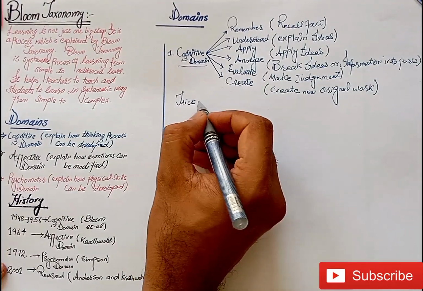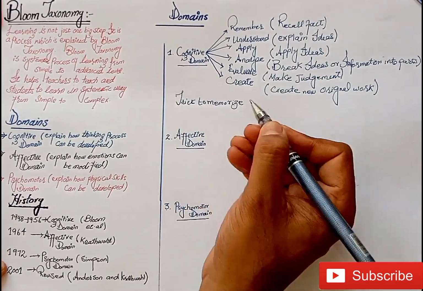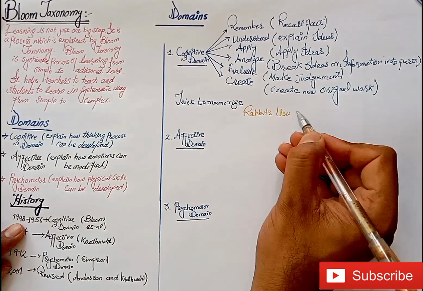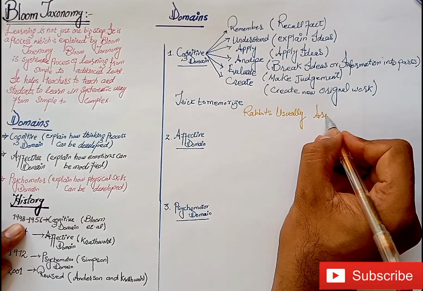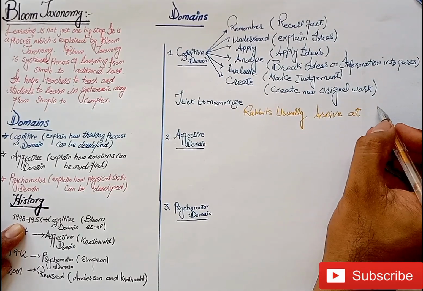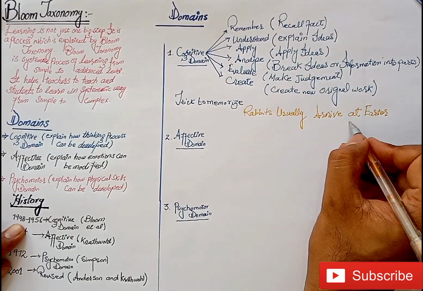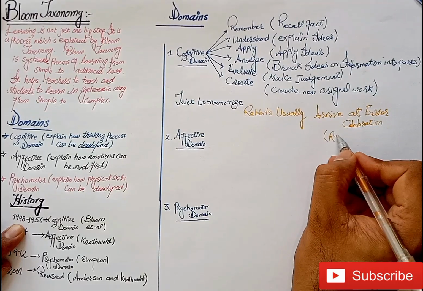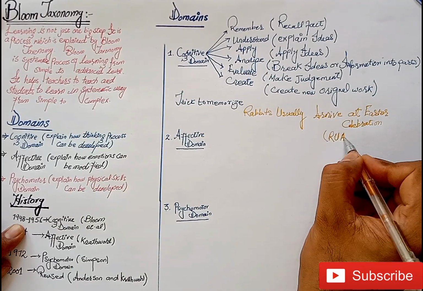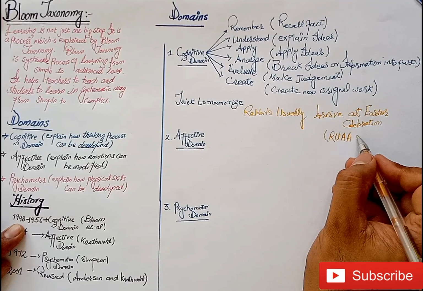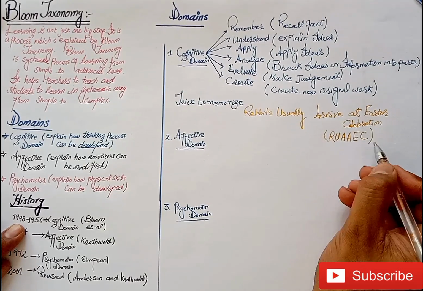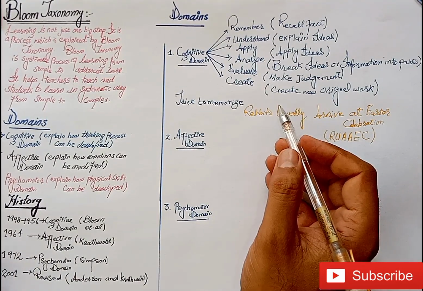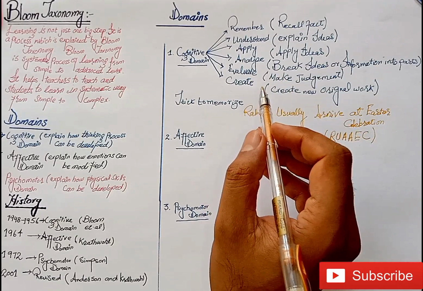There is a simple trick to memorize these levels with a sentence which I made. Rabbit usually arrive at Easter celebration. Here we can use the first letter of these words. R for remember, U for understand, A for apply, A for analyze, E for evaluate, and C for create. These are the revised levels of the cognitive domain by Anderson and Krathwohl in 2001.